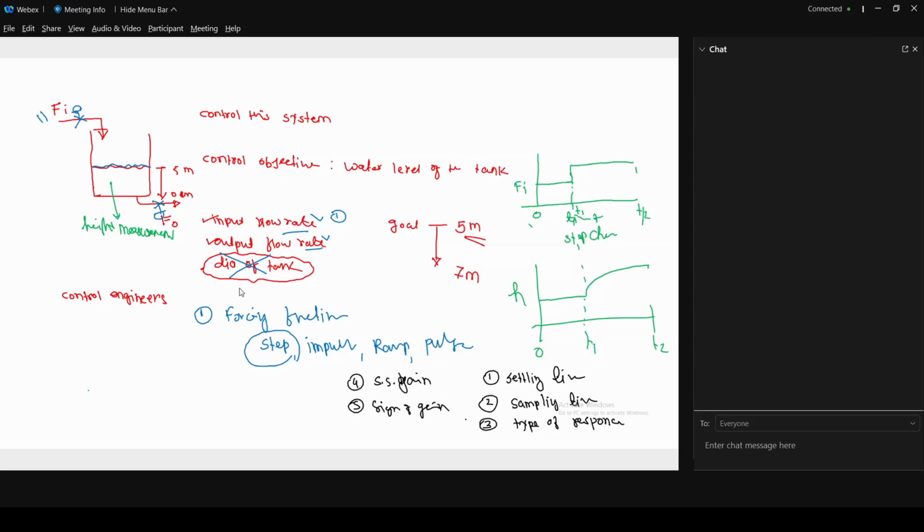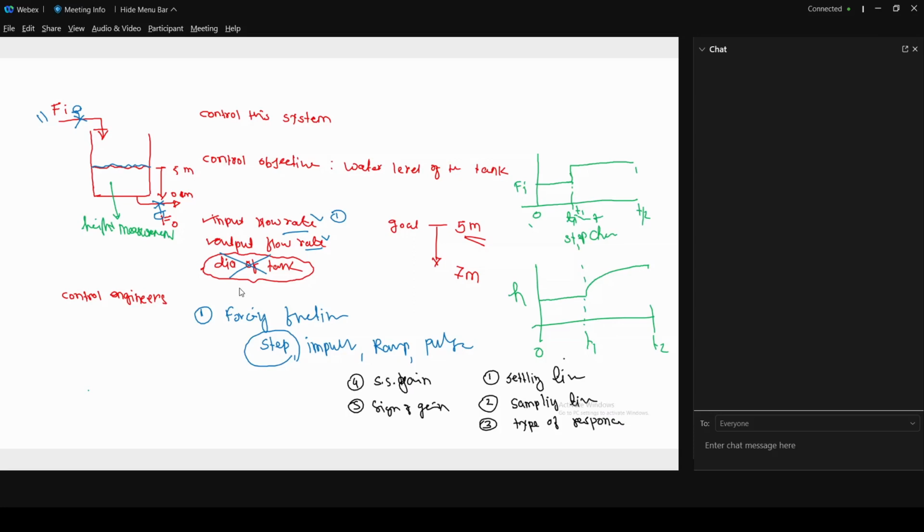I don't know whether you know these terms or not, so I'm going to explain each and every term. This information is useful for me to decide which manipulated variable I should select if there is more than one manipulated variable for controlling a particular output. So, for example, settling time.